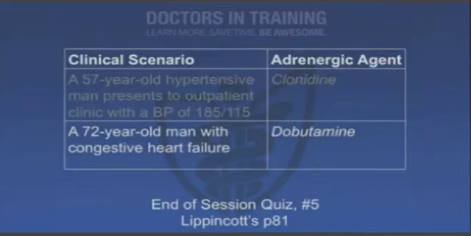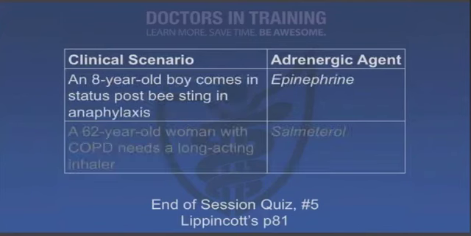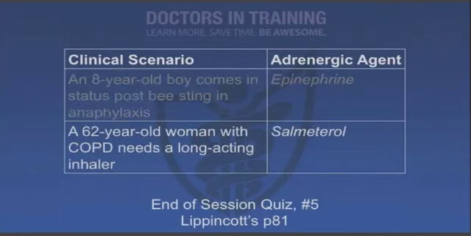Next part of this, a 72-year-old man with congestive heart failure. There's lots of medicines you can use, but in regards to this lecture, you can use dobutamine is the answer. Next, an 8-year-old boy comes in status post bee sting and anaphylaxis. So that's a scary situation. What are you going to use? Epinephrine. Next, a 62-year-old woman with COPD needs a long-acting inhaler. Remember, this is the beta-2 agonist, and the long one is salmeterol, often combined with your corticosteroids.